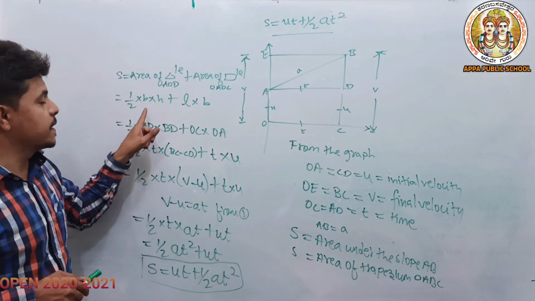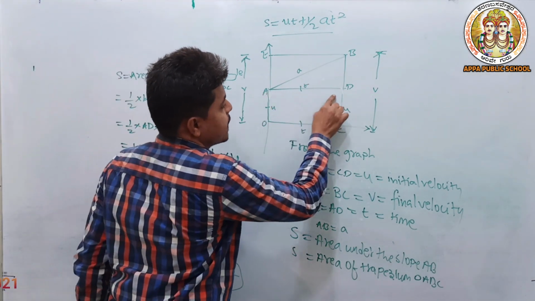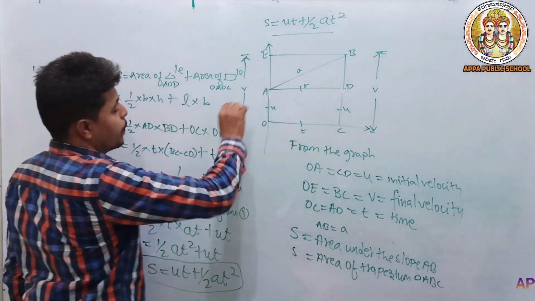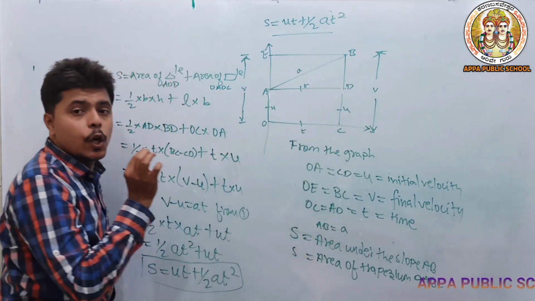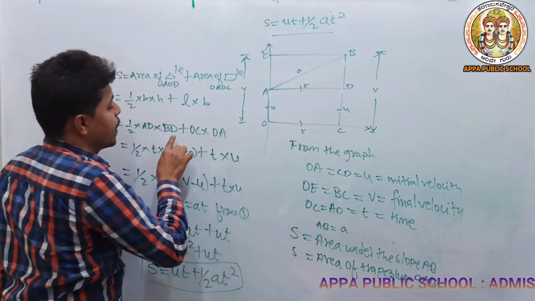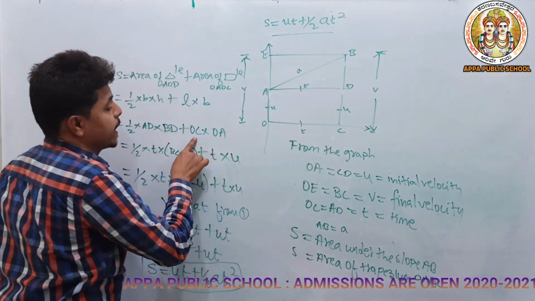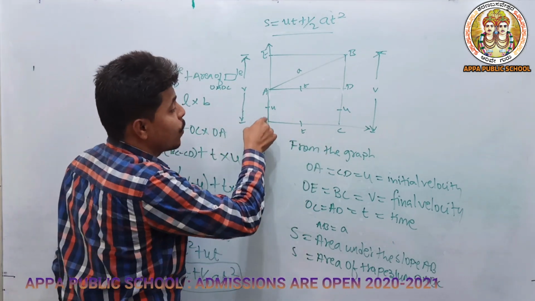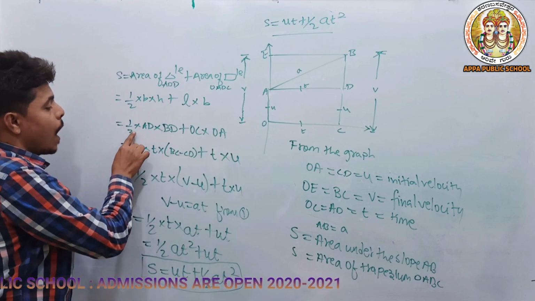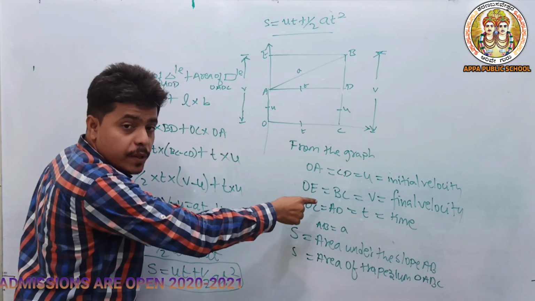So half into base. What is the base in the triangle? AD is the base. What is BD? BD is nothing but the height. You can see the height here, that is nothing but BD. I have written here. What is the length in the rectangle? OC I have taken. What is the breadth in the rectangle? OA I have taken. So half into, I am going to substitute these values.